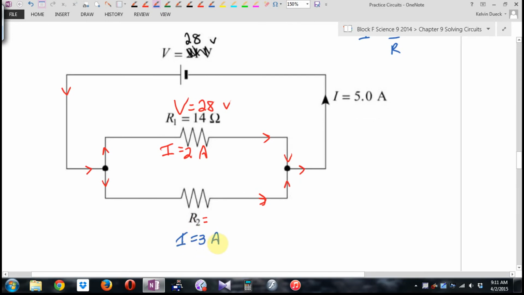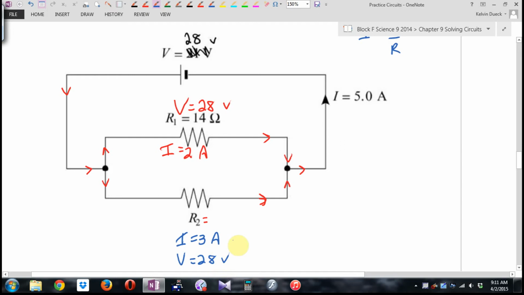Do I know 2 things in that bottom resistor? Not yet. Oh, I do know one more thing. Does anybody see what else I know in that bottom resistor? Volts? How many volts does the bottom resistor have to be? 28. Also 28. Why? Because if you can go this way or you can go that way, you must go through the same height. If you break up at the top and meet up at the bottom, this is also 28 volts.